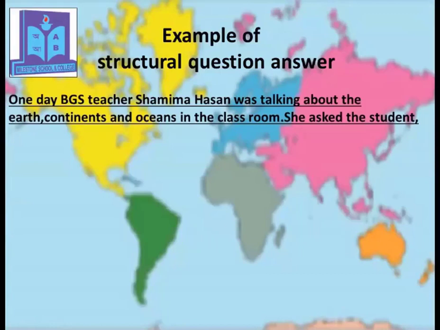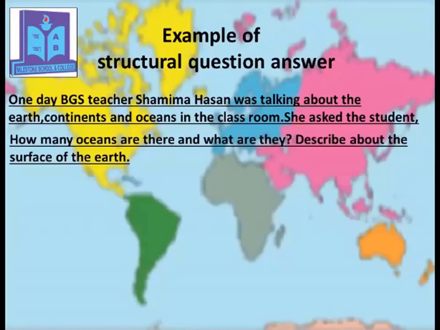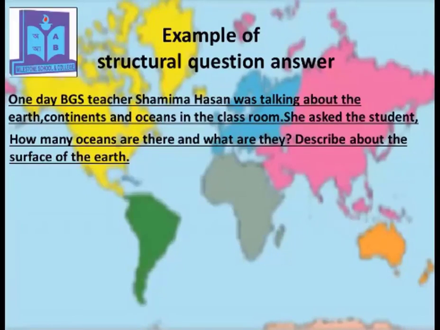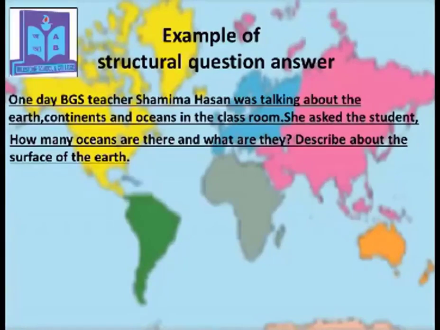Here is the stem. One day, BGST teacher Shaima Hassan was talking about the earth, continents, and oceans in the classroom. She asked the students how many oceans there are and what they are, and to describe the surface of the earth. So my dear students, everybody you know the answer. How many oceans are there? 5 oceans, and we know about the oceans also. And describe the surface of the earth.